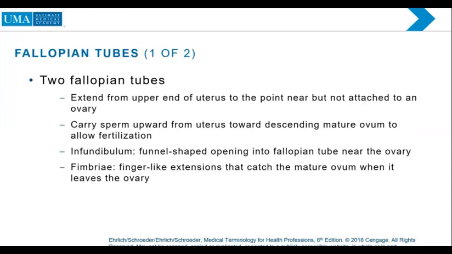Next, you have two fallopian tubes. They extend from the upper end of the uterus to a point near but not attached to an ovary. They carry sperm upward from the uterus toward the descending mature ovum to allow fertilization.